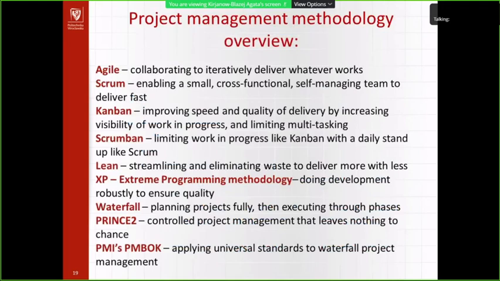A few words about Agile. Agile is collaborating to iteratively deliver working software. Scrum enables a small cross-functional, self-managing team to deliver fast. Kanban improves speed and quality of delivery by increasing visibility of work in progress and limiting multitasking. And one more important project management methodology, waterfall: planning the project fully, then executing through phases.